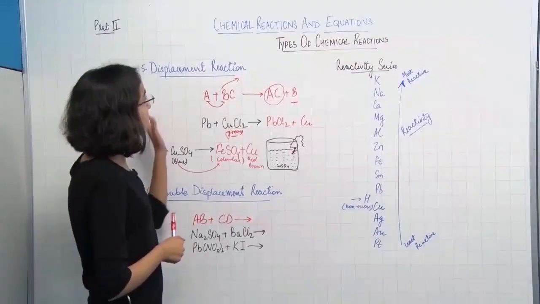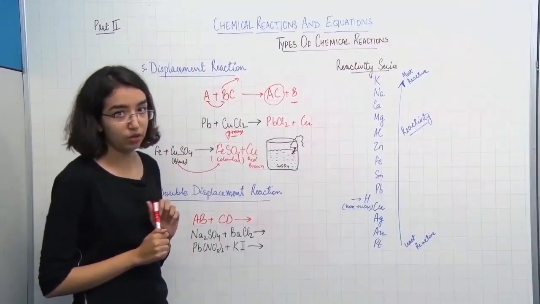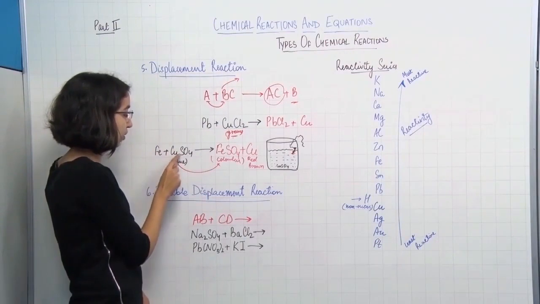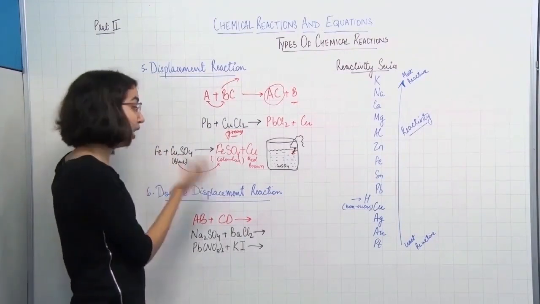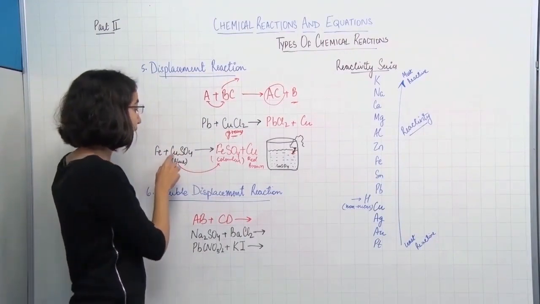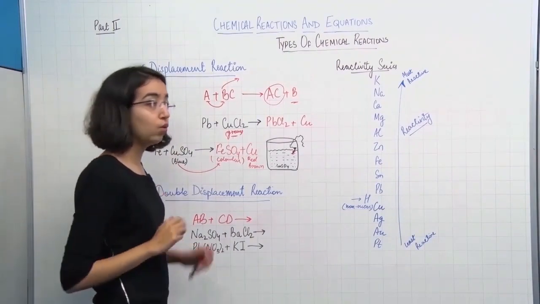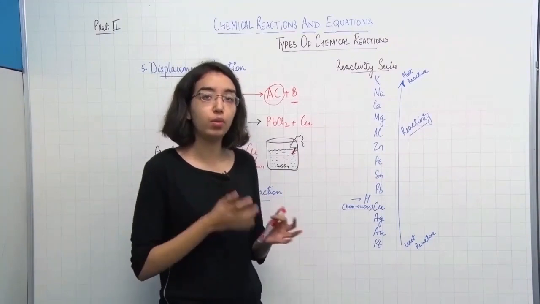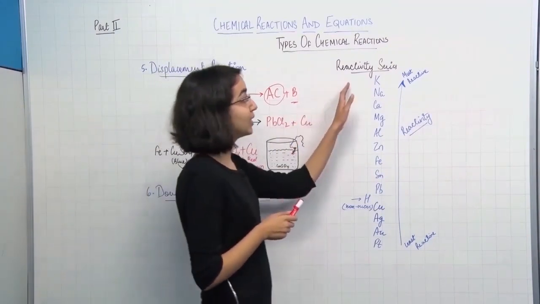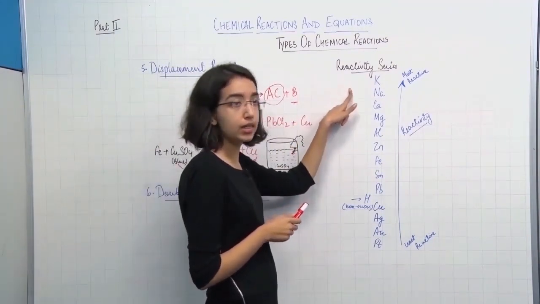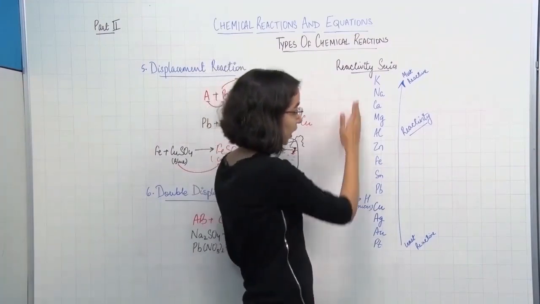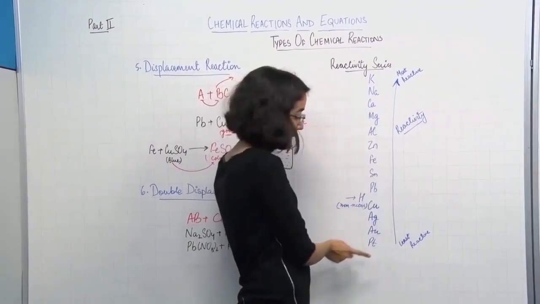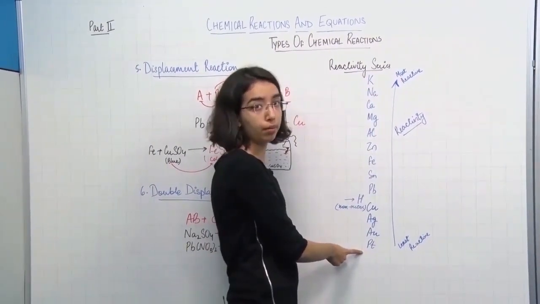So all this is part of displacement reaction. But you can see here that copper is being replaced by iron. Can iron replace copper? But can copper replace iron? So to understand which element will be replaced and which element will replace, we need to understand something called the reactivity series. Here you can see it's a list of elements, and the most reactive element is on the top and the least reactive element is on the bottom.